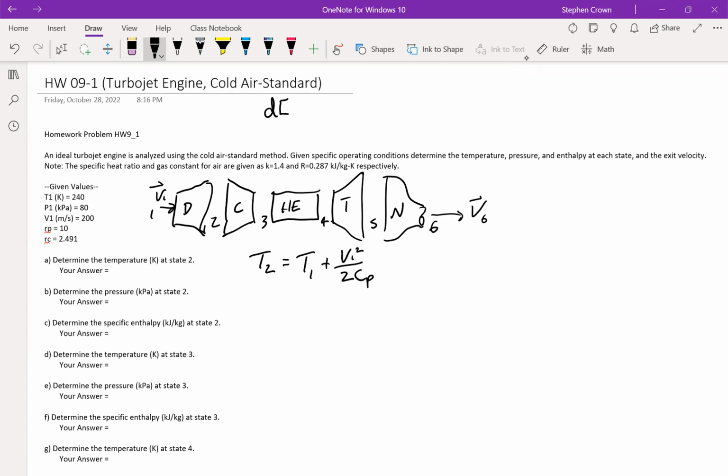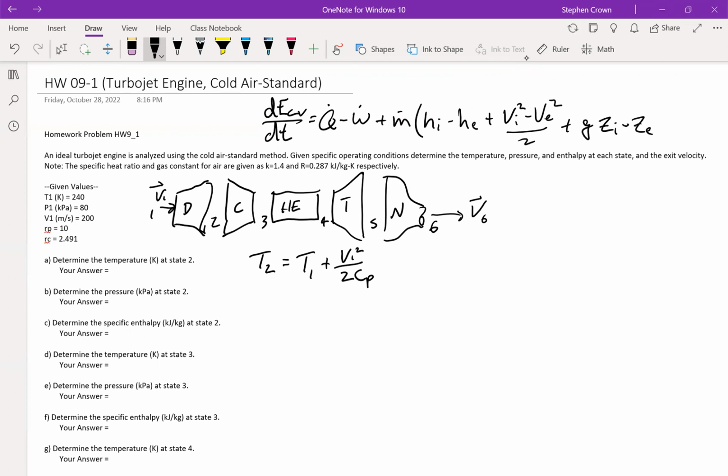And our basic equation for the first law is dE_CV/dt equals Q dot minus W dot, and for one inlet and one exit, we can just have m dot times h inlet minus h exit plus the inlet velocity squared minus the exit velocity squared over 2 plus g times z inlet minus z exit. And that would apply to every component in this system. So we'll look at each component separately and evaluate the end states.